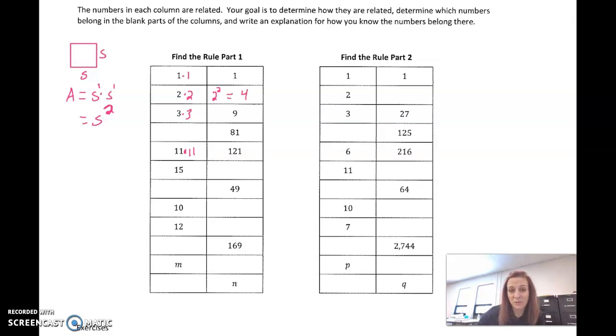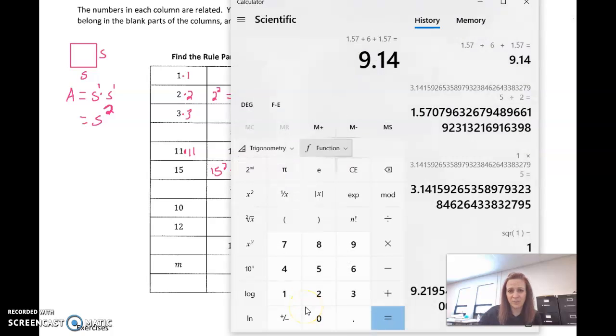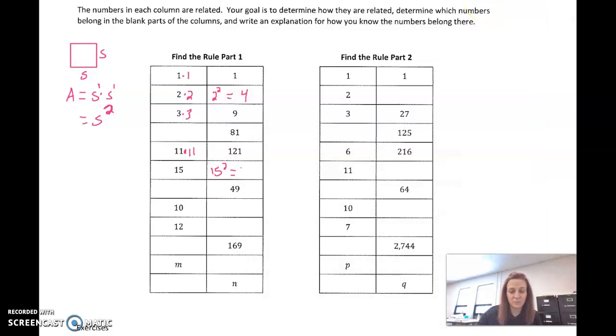Well, 2 times 2 is 4. Let's skip 81 and go to 15 here. We're going to want to go 15 times 15. But remember, we don't write 15 times 15. We say 15 squared. And if you did that on a calculator, you could go 15 times 15 or just hit the square button here, and you'll see it's squaring 15 to get 225. 10 squared: 10 times 10 is 100. Excuse me, 12 squared: 12 times 12 is 144.